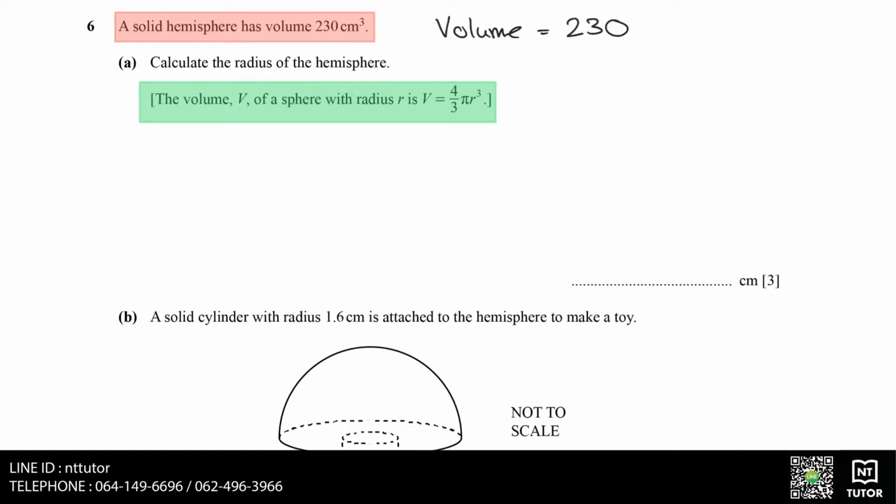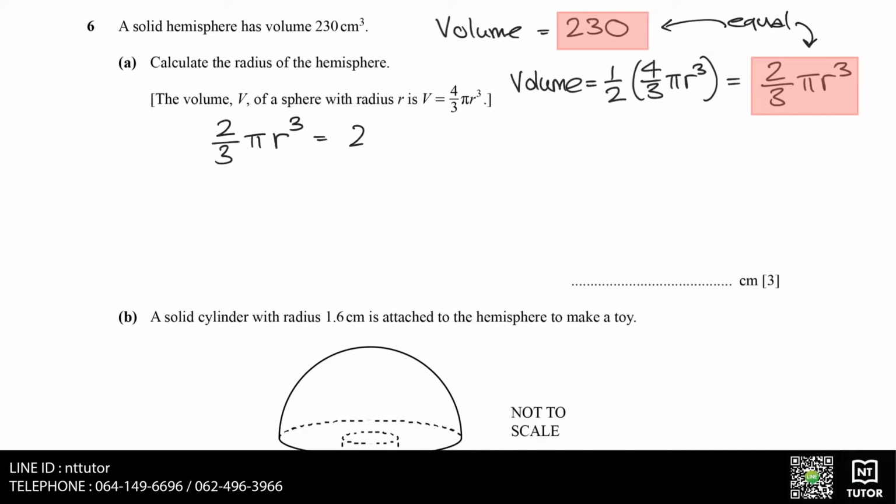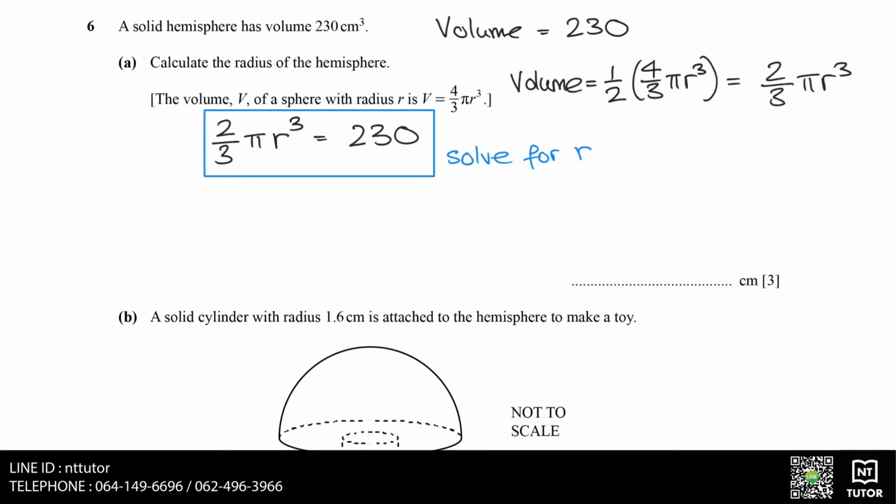A hemisphere is just half a sphere. Therefore, the volume of a hemisphere can be found from half of the formula of the volume of a sphere. So if we knew the value of the radius and we used the formula 2 over 3 pi r cubed to calculate the volume, we should get 230. So we can write 2 over 3 pi r cubed equals 230 and use this expression to solve for r.